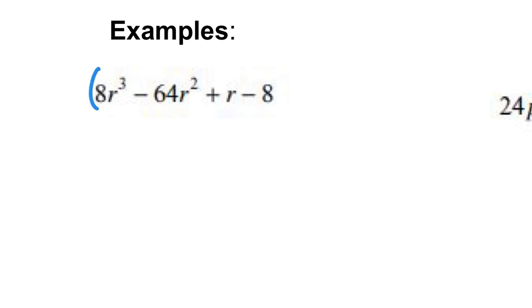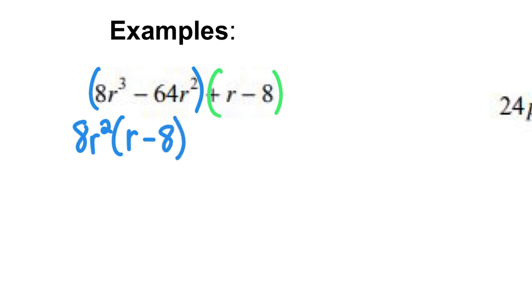in each part. So I'm going to group the first two, I'm going to group the last two, and I'm going to factor out the GCFs in each of those. So in the first group, 8 and 64, well, 8 times 8 is 64, so 8 is a factor of both. And then I have r to the third and r squared, which means I can pull out an r squared because they both have at least 2 r's. That leaves me with an r minus 8. And I know that because 8r squared times r is 8r to the third, 8r squared times 8 is 64r squared. That is the factored form of this.